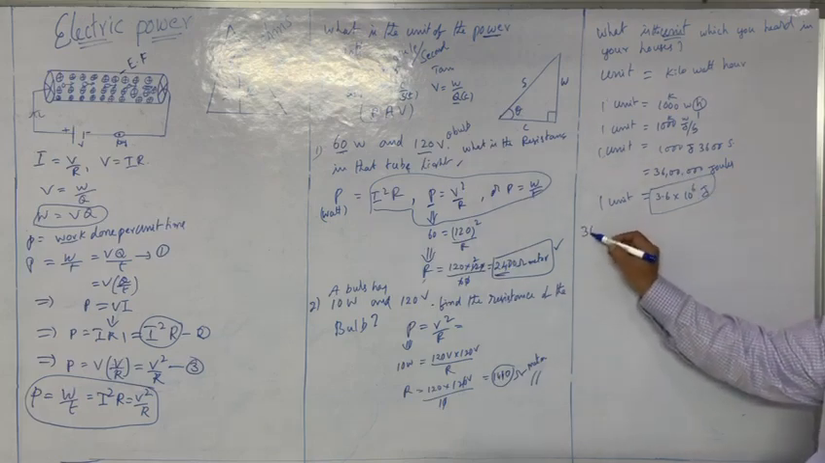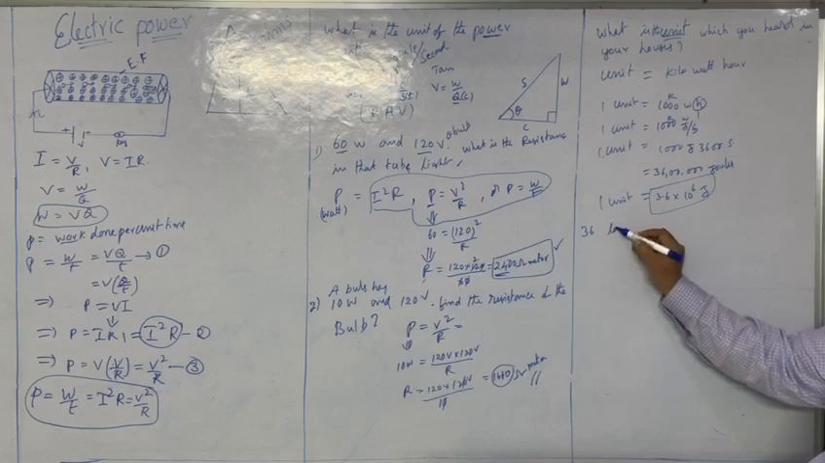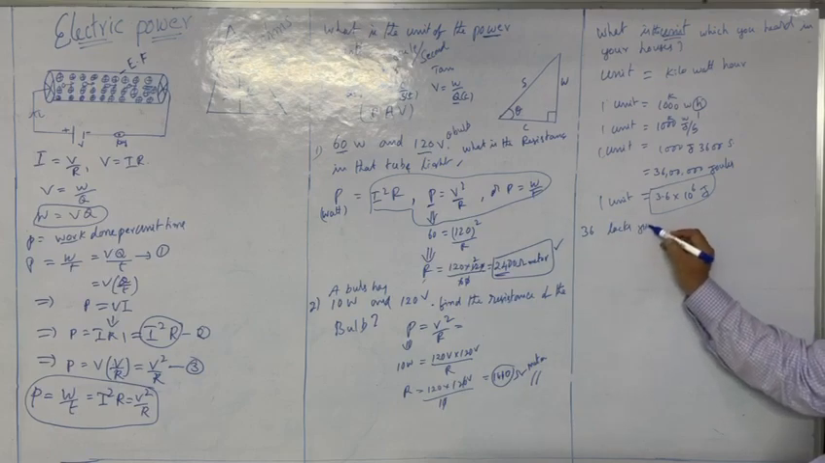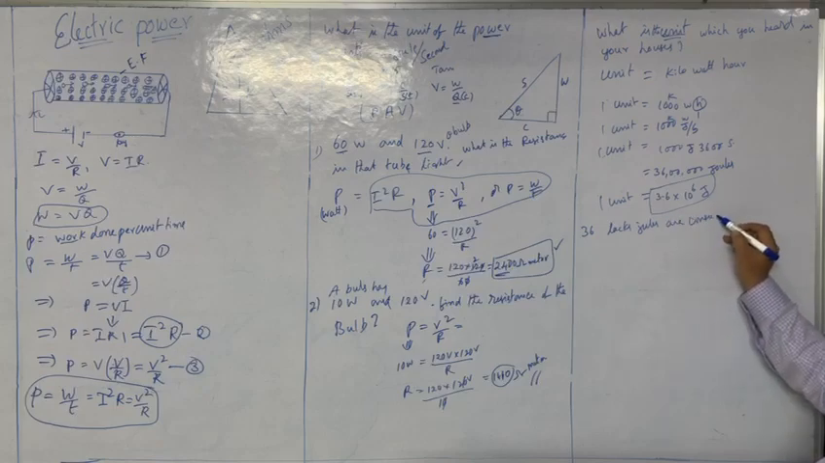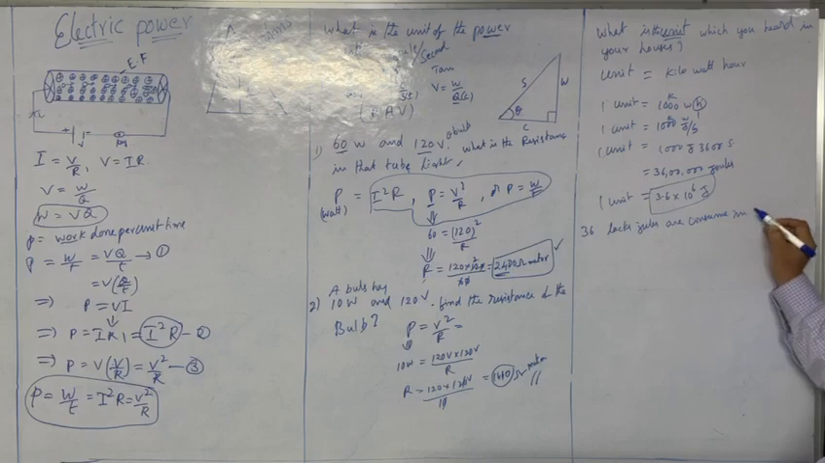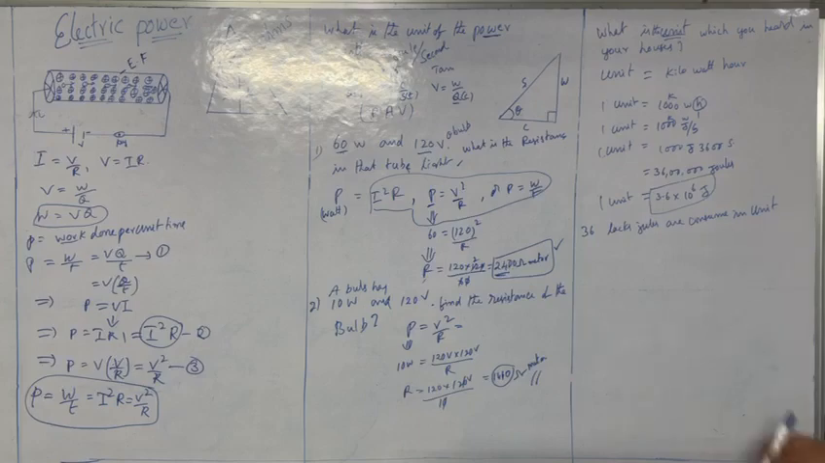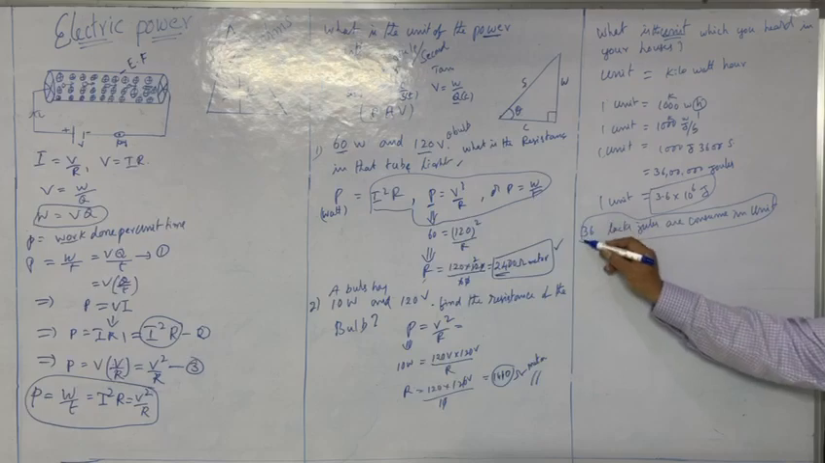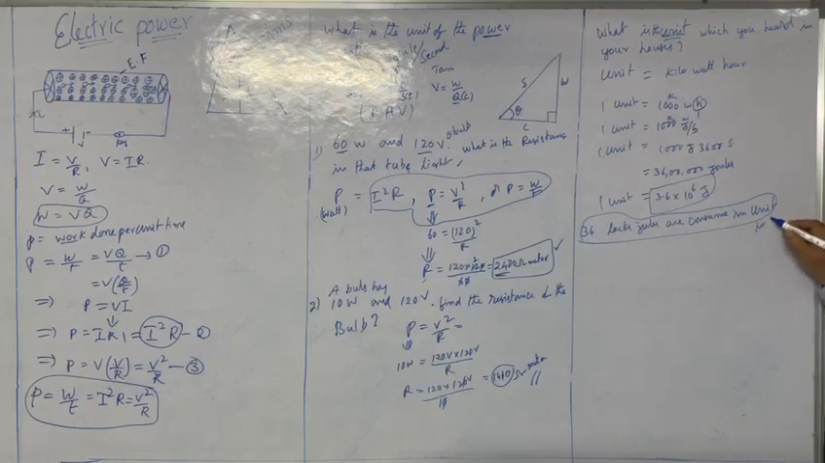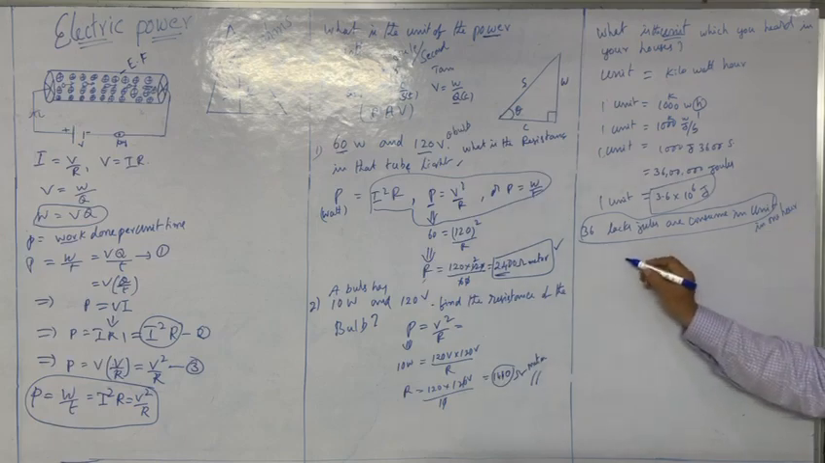36 lakh joules are consumed in 1 unit of household electricity, in 1 hour. That is in 1 hour, that is the unit.